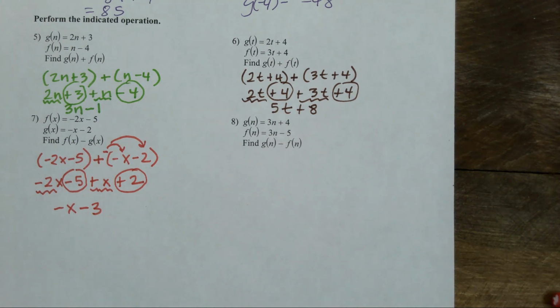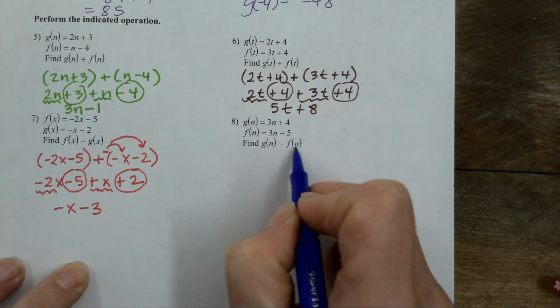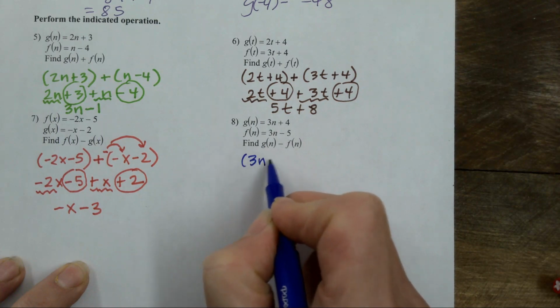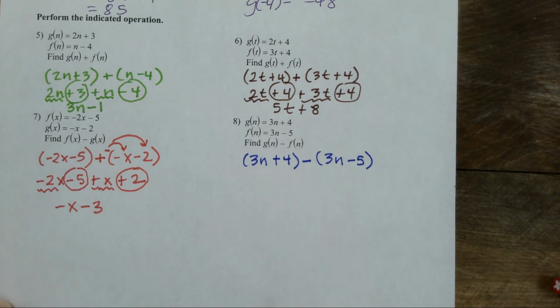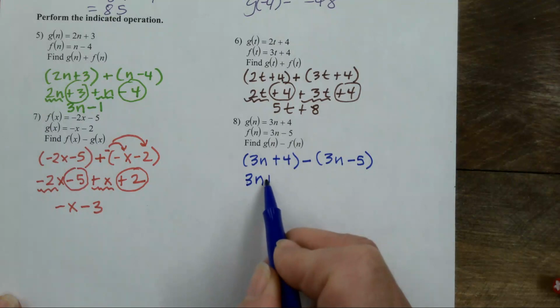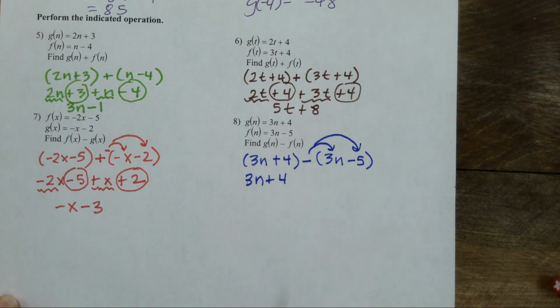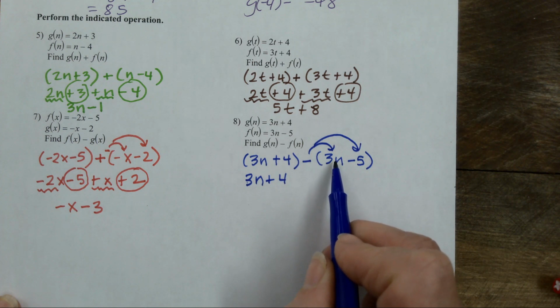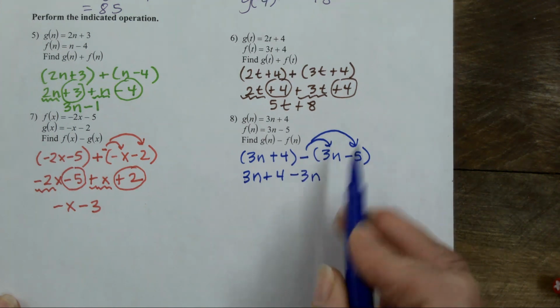All right, one more subtract. And then I'm going to let you guys work on some practice problems and finish your Google Classroom stuff from yesterday if you didn't finish. So this is g of n minus f of n. 3n plus 4 minus 3n minus 5. Drop the parentheses on the first. Distribute the minus through on the second. So what does this minus do to this positive 3n? Makes it negative. What does the minus do to the minus 5? Makes it positive. Perfect.